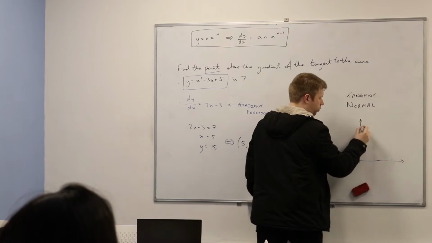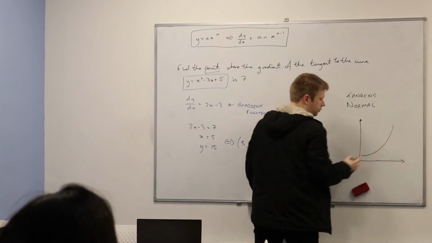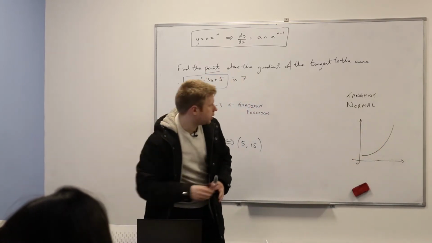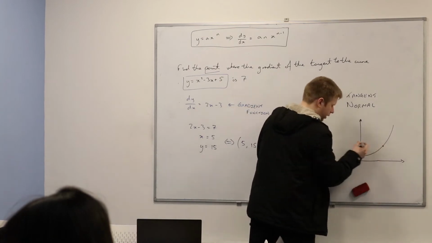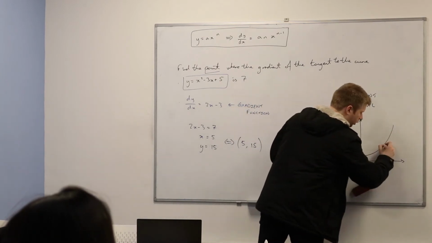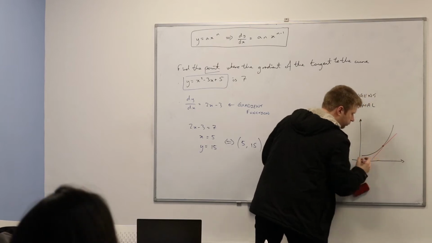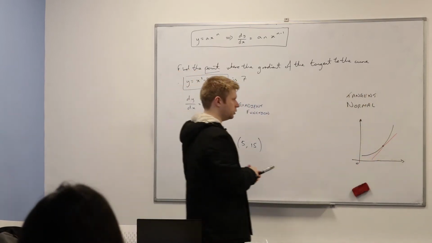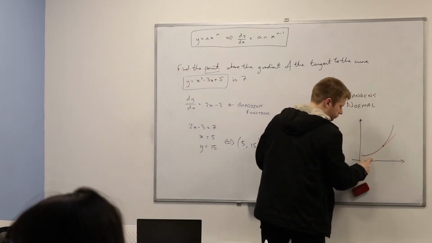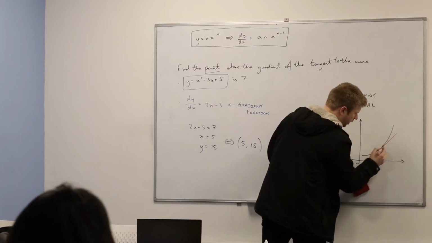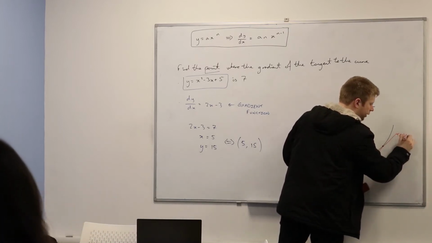Good. So if I draw a curve like this, my tangent, let's say at this point here, would look like this. You happy with that? Ish. It's not a great line. Let me try that again. Okay, my tangent will look like this.